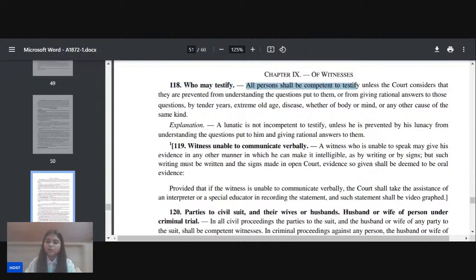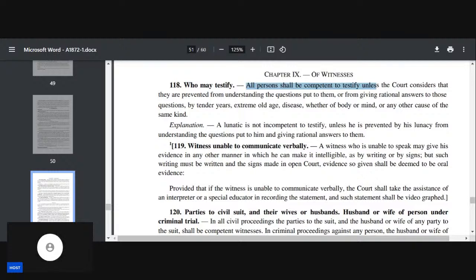See, it's written all persons are competent to testify, unless the court considers that they are not able to understand the questions or cannot give rational answers, because of their tender age, old age, disease, or something of body or mind. Otherwise all persons are competent to testify. So a lunatic is also competent if he can understand the question and if he can give rational answers.